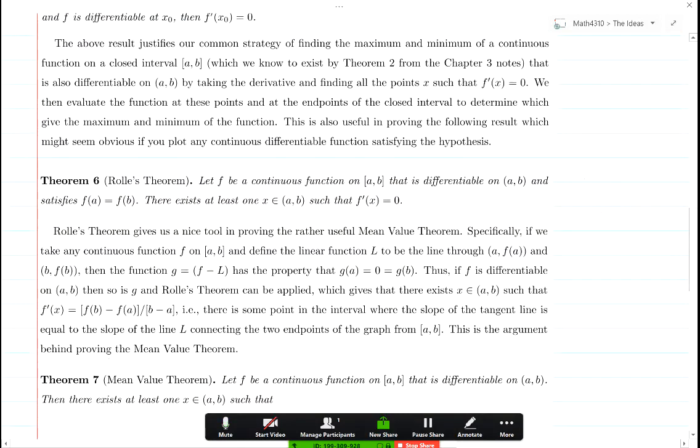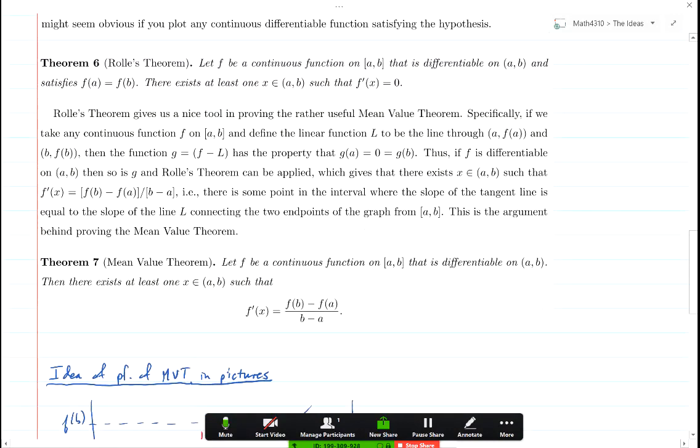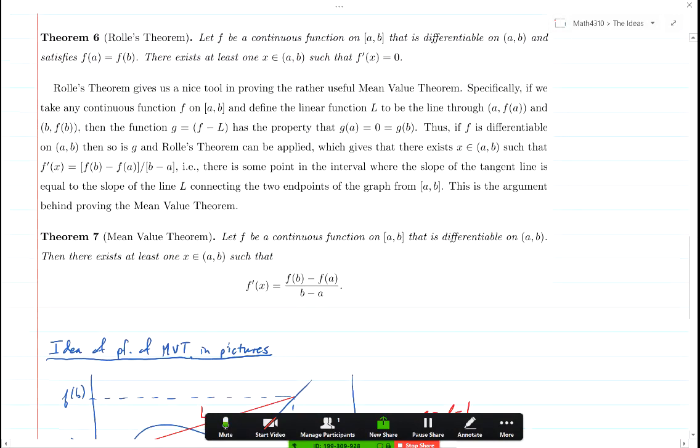All right, now, once you have those two results, Rolle's theorem gives us a nice tool for proving the mean value theorem. Specifically, if we take any continuous function f on a, b, and define the linear function as the line that goes through the points a, f of a and b, f of b, then you define the function.